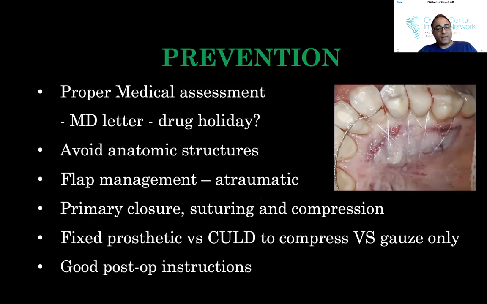Using a fixed prosthetic, like in an all-on situation, you basically get a prosthetic that acts like a Band-Aid. For locator cases, we're using an upper denture, but again, if the denture is not stable, it's just going to cause things to bleed. So in those cases, we may just use gauze only.